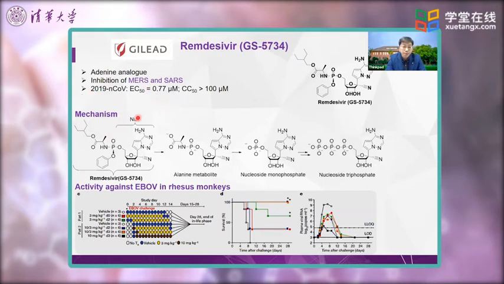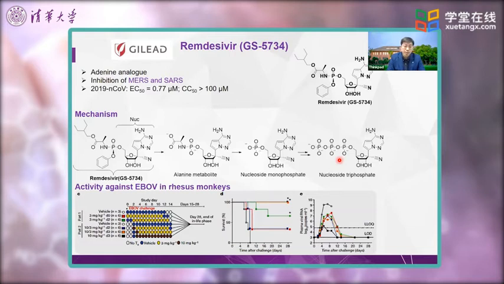Here we can see the mechanism, how it works. First, remdesivir will be hydrolyzed through breaking the ester bond to get this alanine metabolite. Then the alanine metabolite will be converted into nucleoside monophosphate. This monophosphate will be further transformed into triphosphate. Finally, this triphosphate will be the active form to stop the viral RNA polymerase activity.